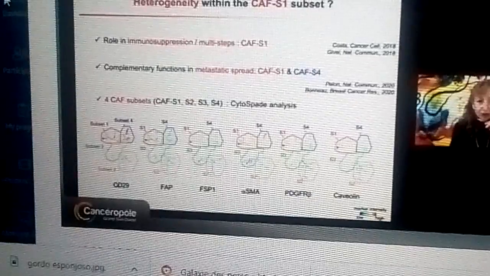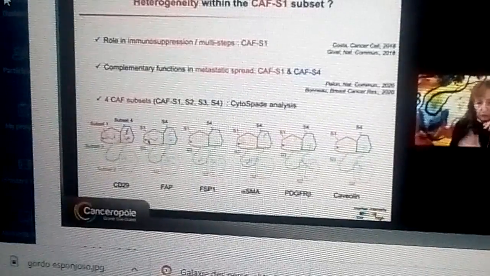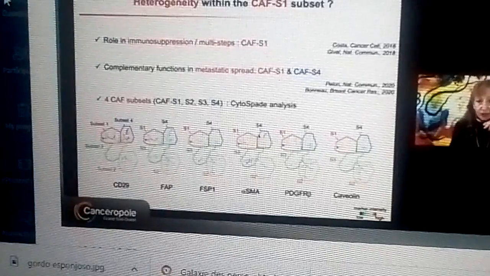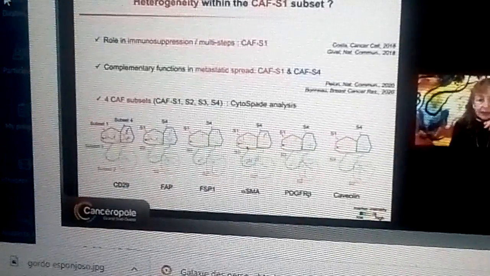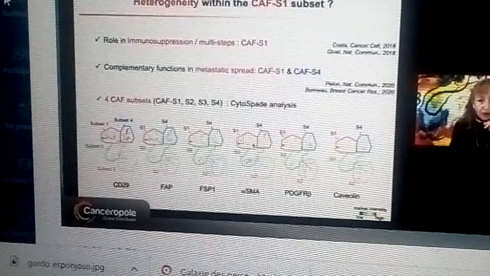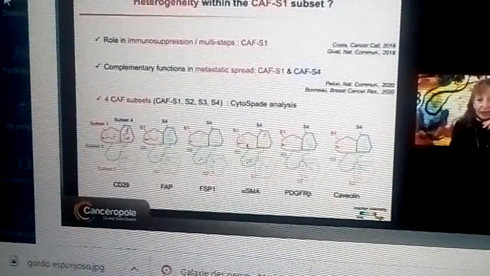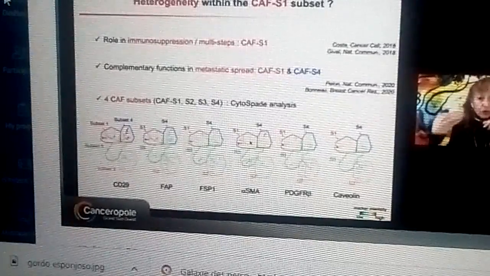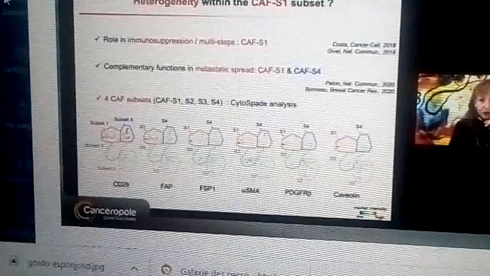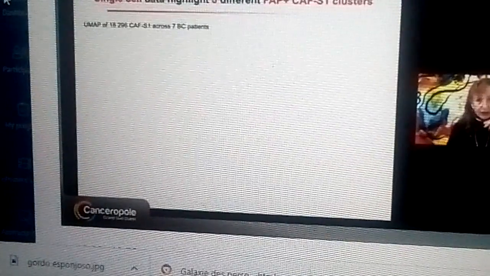But in addition to that, you can see, for instance, that the CAF-S1 cells are positive for FAP, and the CAF-S1 and CAF-S4 are positive for SMA. But what you can clearly see is that in these CAF-S1 cells, you can have different expression of the SMA protein, suggesting that these cells could be by themselves heterogeneous. And we tried to address this question by performing single cell analysis.